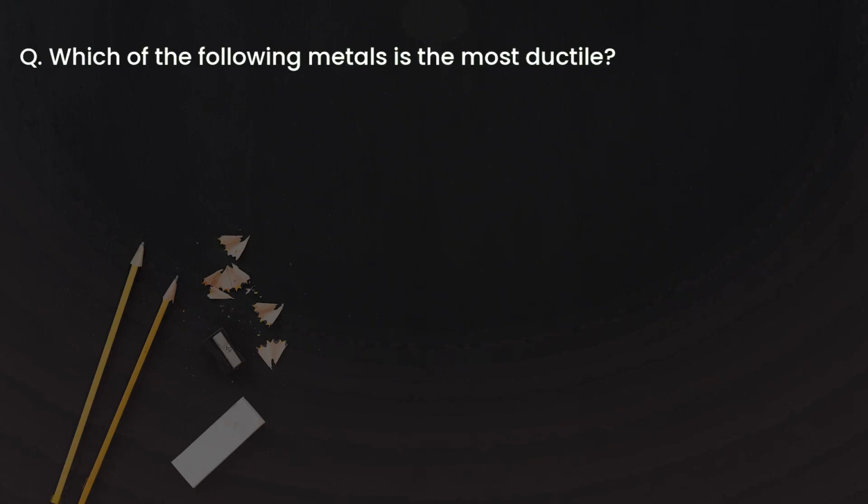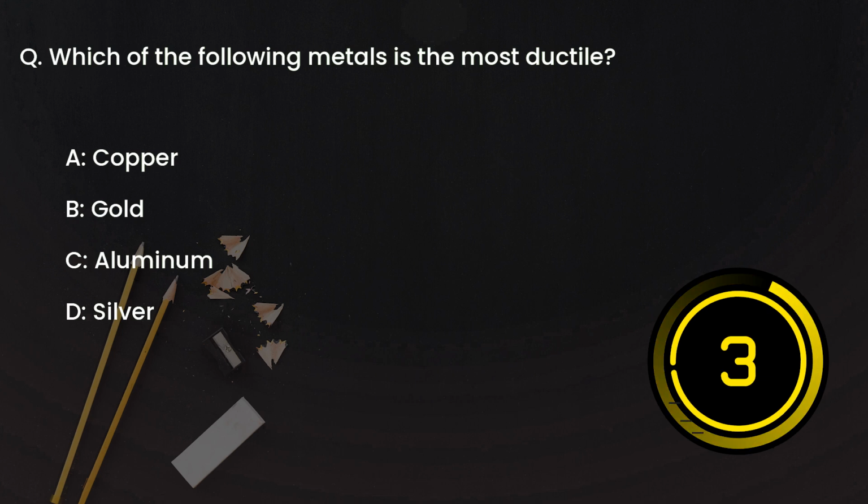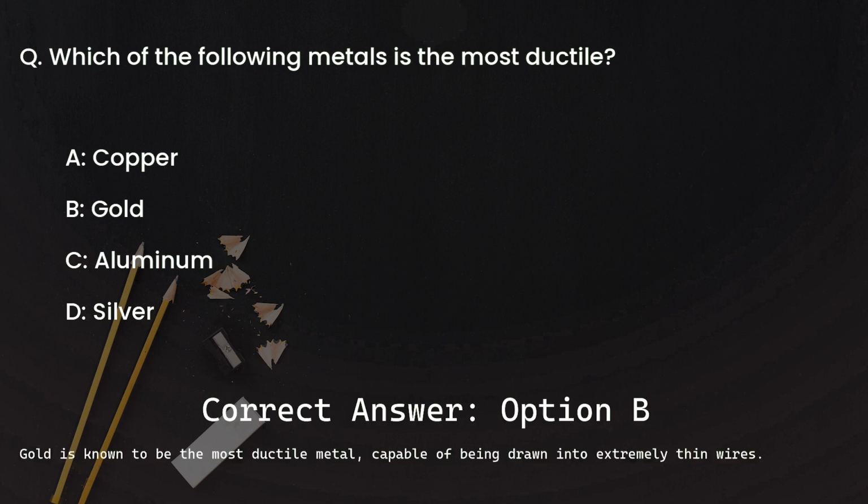Question: which of the following metals is the most ductile? Option A, copper. Option B, gold. Option C, aluminum. Option D, silver. You have 5 seconds to answer the question. The correct answer is option B, which is gold. Gold is known to be the most ductile metal, capable of being drawn into extremely thin wires.